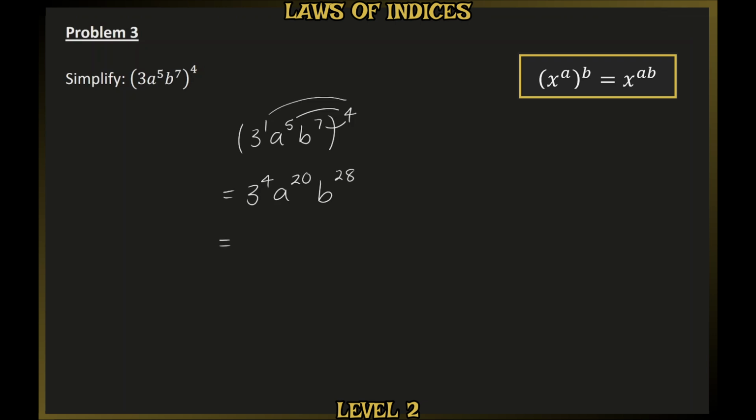Simplifying this, we have 3 to the power of 4 is 81, because it's 3 times 3 times 3 times 3. a to the power of 20, b to the power of 28. And that's our final answer.